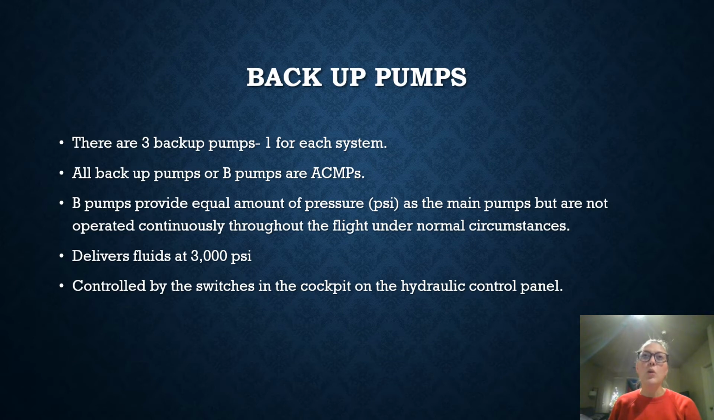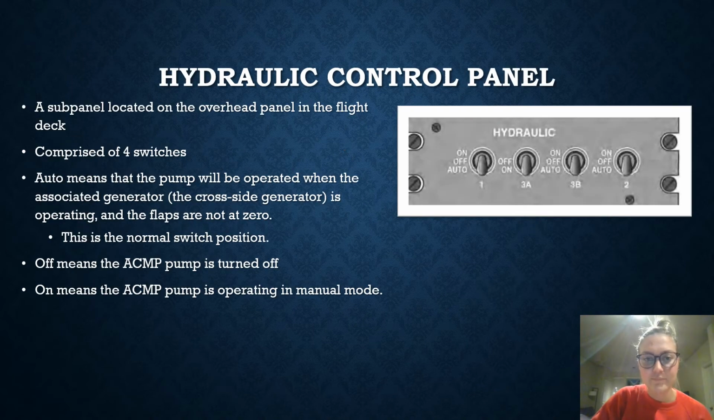They provide an equal amount of pressure as the main pumps, but they are not operated continuously during normal flight conditions. Just as the main pumps do, they deliver that fluid at 3,000 psi. Unlike the main pumps, these backup pumps or B pumps can be controlled by the switches in the cockpit, which is on your hydraulic control panel, which let's go ahead and talk about that right now.